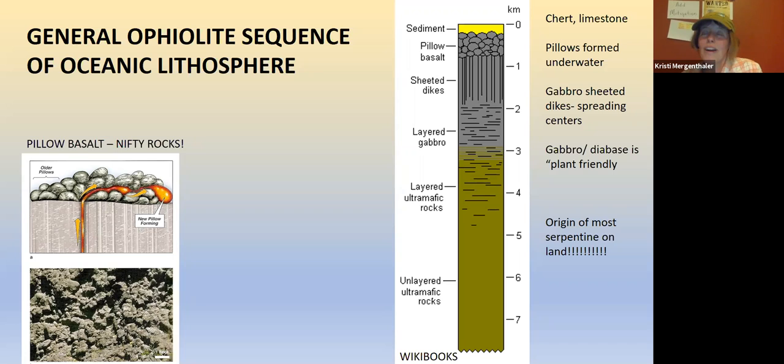We have this, of course, out in the Pacific Ocean to the west of us. And then there's other rocks, and then it's mantle rock, mantle rock, mantle rock, mantle rock. Anyway, parts of these sequences when we find serpentine on land can be present besides the beautiful serpentine rocks.